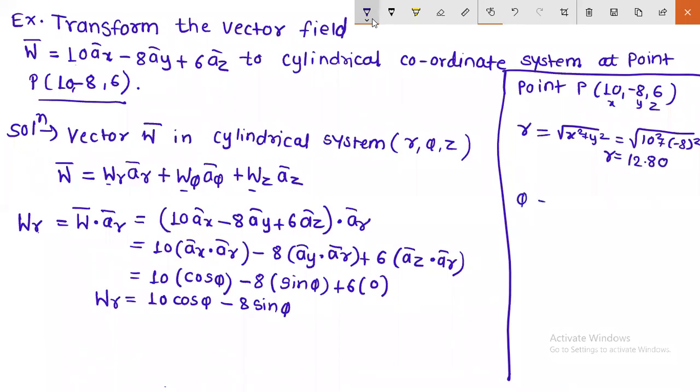Then how to find phi? Phi is equal to tan inverse of y by x. So it is equal to tan inverse of y, which is minus 8, and x, which is 10. So find this phi.